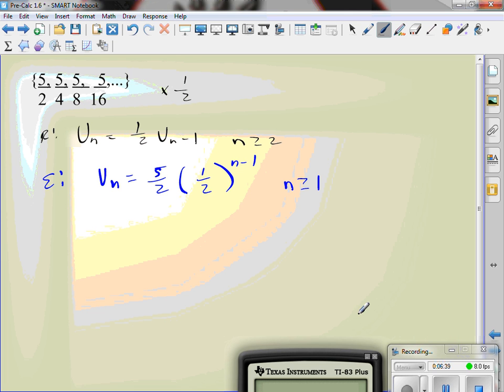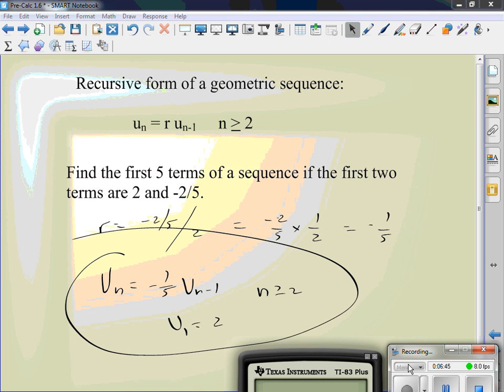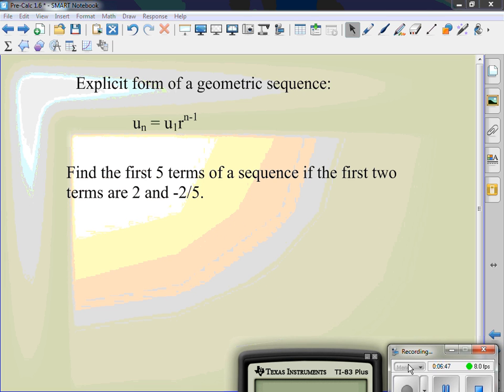I will go back to the last one. Same exact problem that was on here, except for now we're going to write this explicitly. So explicitly, u sub n equals, what's my first term? 2. What was my difference? Negative 1/5, not my difference, my r. And it's n minus 1, as long as n is greater than or equal to 1.